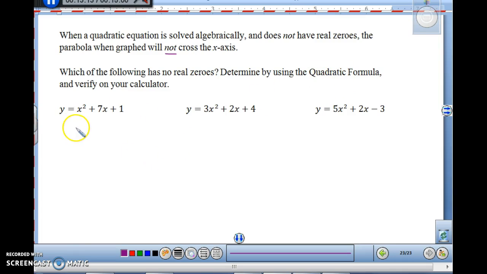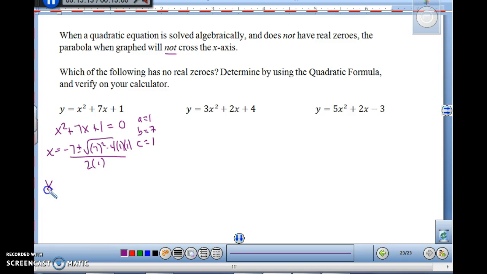So which of the following has no real zeros, determined by using the quadratic formula and verified in your calculator? Well, we know for the zeros, y would have to be 0: x squared plus 7x plus 1 is equal to 0. All right, so a will be 1, b will be 7, c will be 1. x equals negative 7 plus or minus the square root of 7 squared minus 4 times 1 times 1, all over 2 times 1. Now, just to save a little time, this is going to work out to be the square root of 45 all over 2.